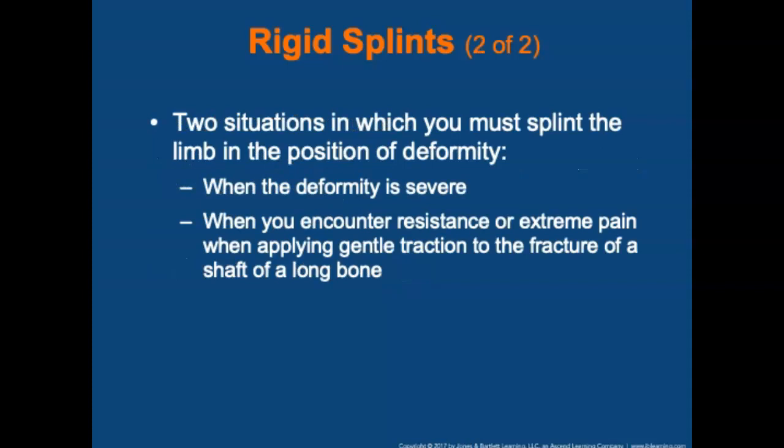There are two situations in which you must splint the limb in the position of deformity: when the deformity is severe and when you encounter resistance or extreme pain when applying gentle traction to the fracture of a shaft of a bone. And most dislocations should be splinted as found, but follow local protocols.